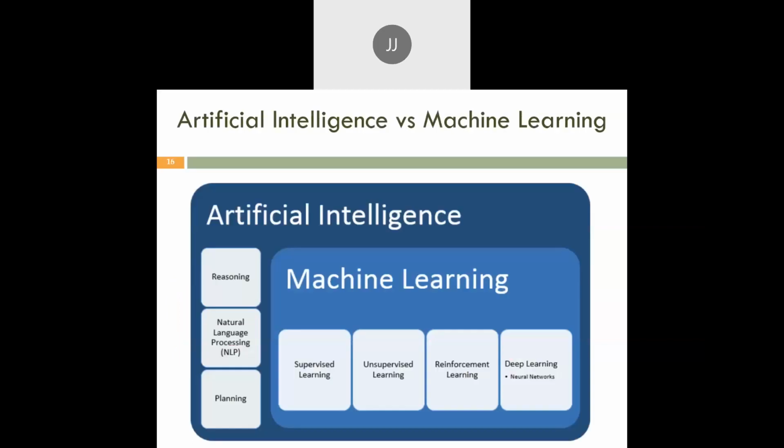Okay, so just now I mentioned about the AI. Machine learning is a subset of AI. These are some of the intelligence that try to mimic or imitate human intelligence, like reasoning, speech, natural language processing, planning, and we have some more like vision, computer vision, and many more. Okay, so these are some of the intelligence that we have. And under machine learning, we have supervised learning, unsupervised learning, reinforced learning, and deep learning.